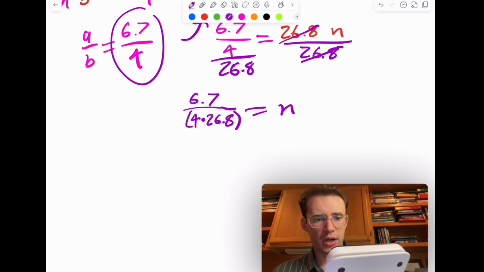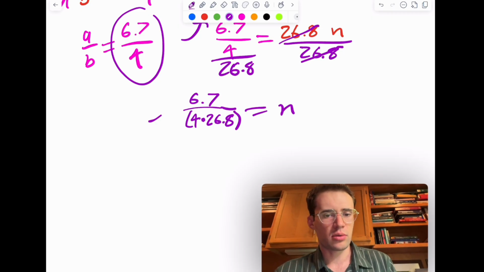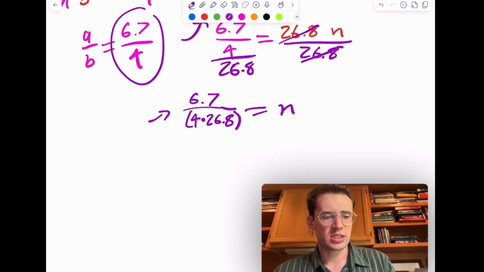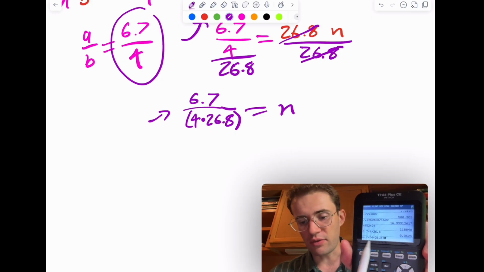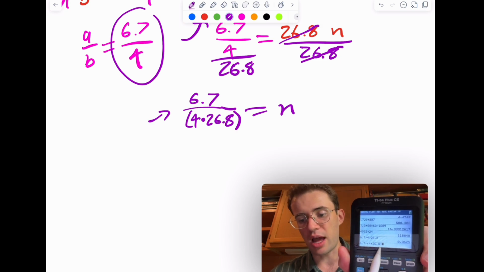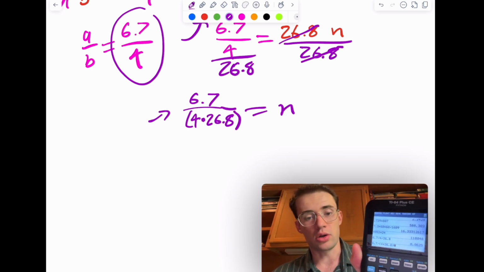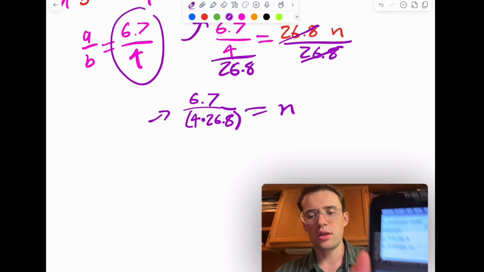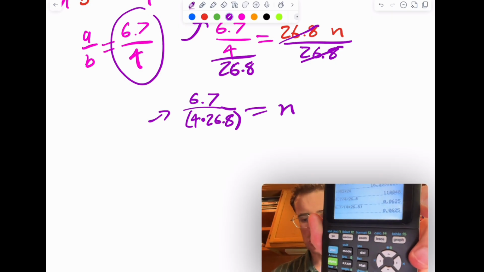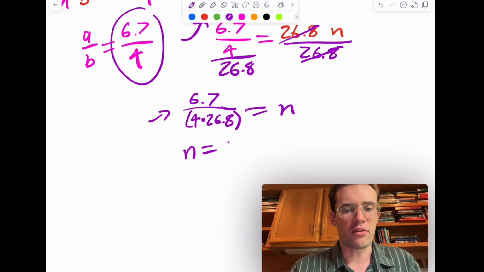That would give you the correct answer. Or if you want to put it more similar to this format, then you need to use the parentheses: 6.7 divided by parentheses 4 times 26.8. Because if you don't use the parentheses, it will divide these two first, and then it will multiply by 26.8, which you don't want to do. You want to be ultimately dividing by 26.8 because it's in the denominator. So either of those will give you 0.0625, which should be the value of n, 0.0625.